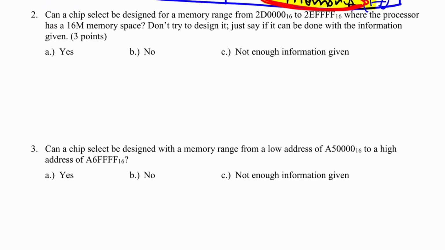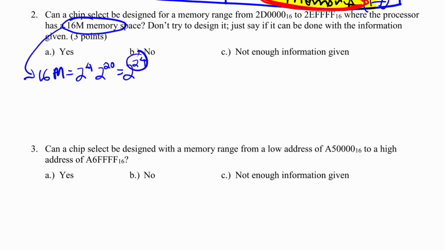Next problem asks, can a chip select be designed for a memory range 2D0000 to 2EFFFF, where the processor has a 16 meg memory space? Well, let's go back and figure out this 16 meg memory space. 16 is equal to 2 to the 4th. A meg is equal to 2 to the 20th, so this is equal to 2 to the 24th.